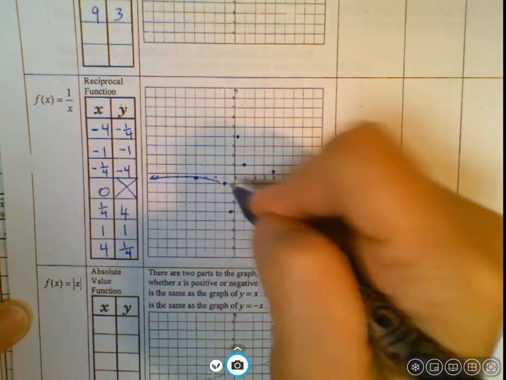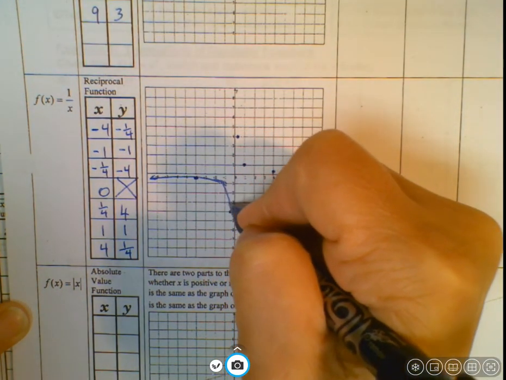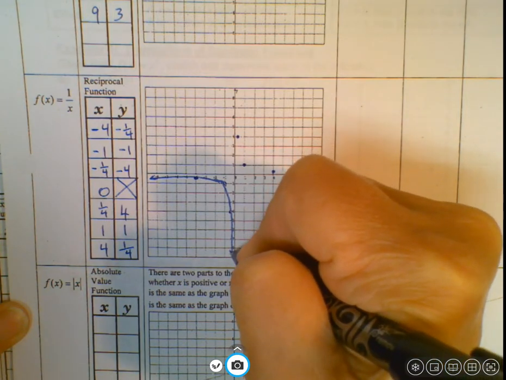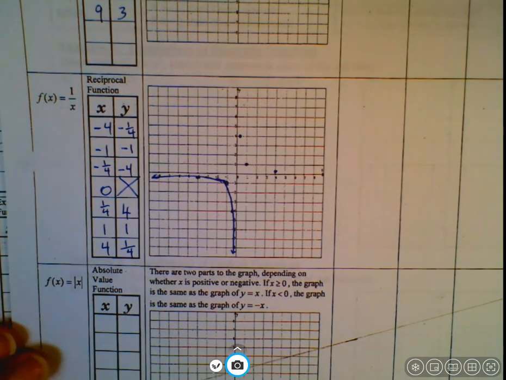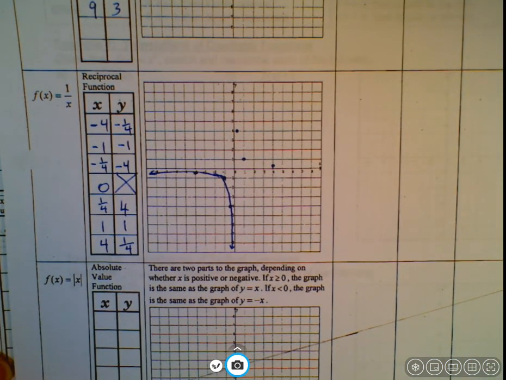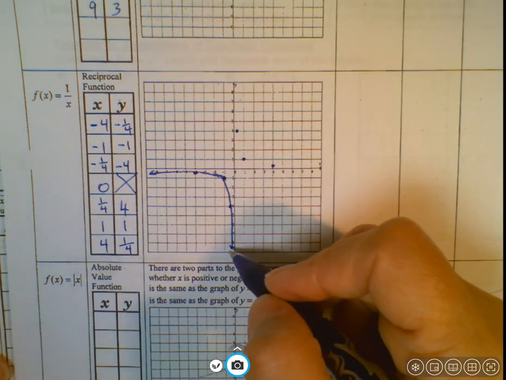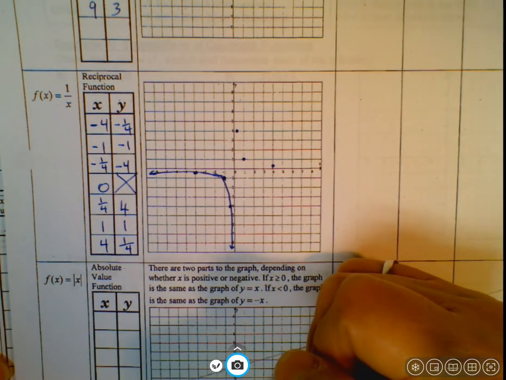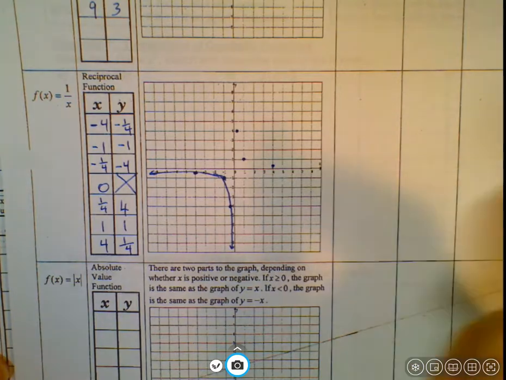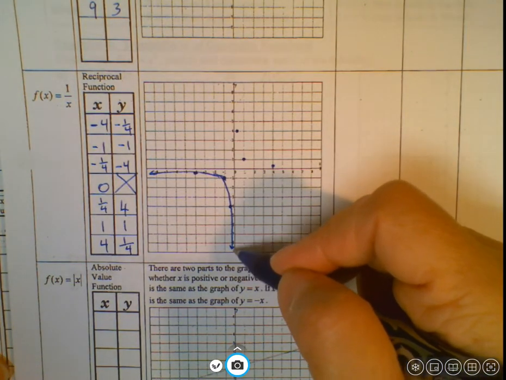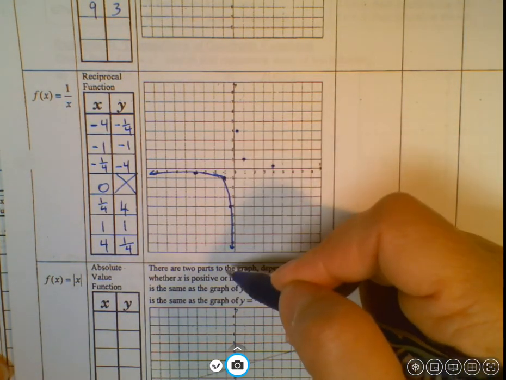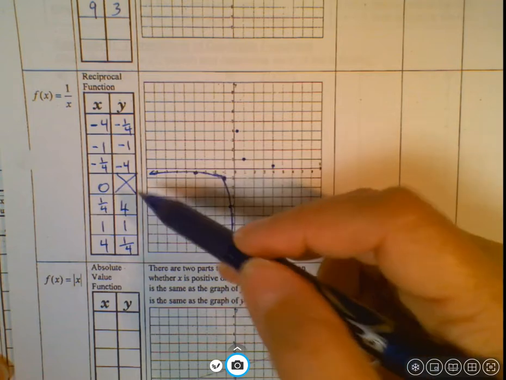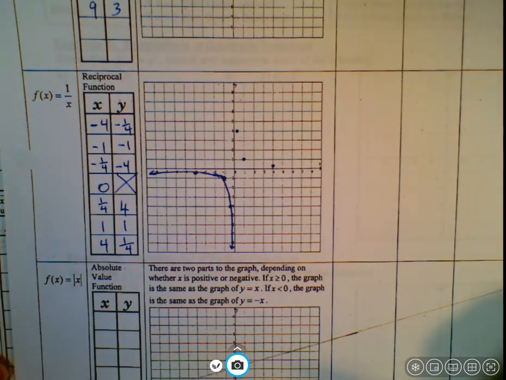Similarly, on the other side of the graph, if I pick really tiny values of x, like negative 1/1000, then my y is going to be negative 1000, which is a very, very large number. But I'm never going to be able to cross this y-axis here, because x can never equal 0. We said if x is 0, that fraction's undefined.